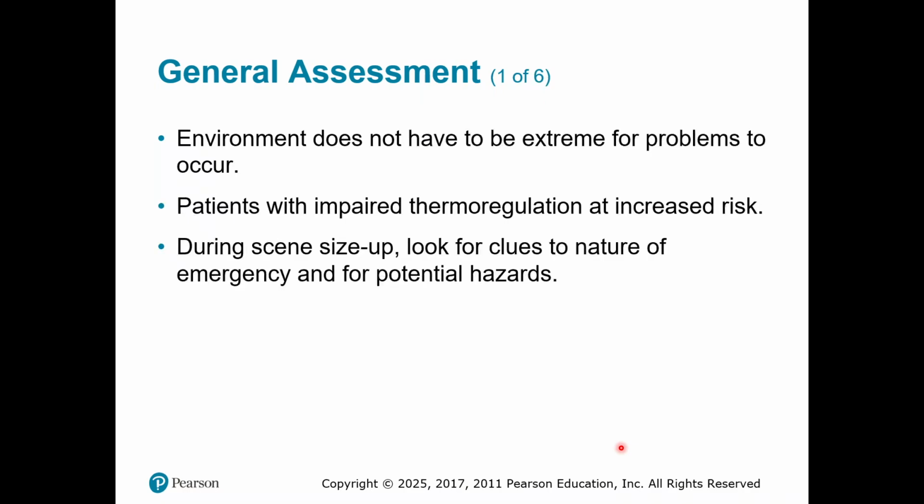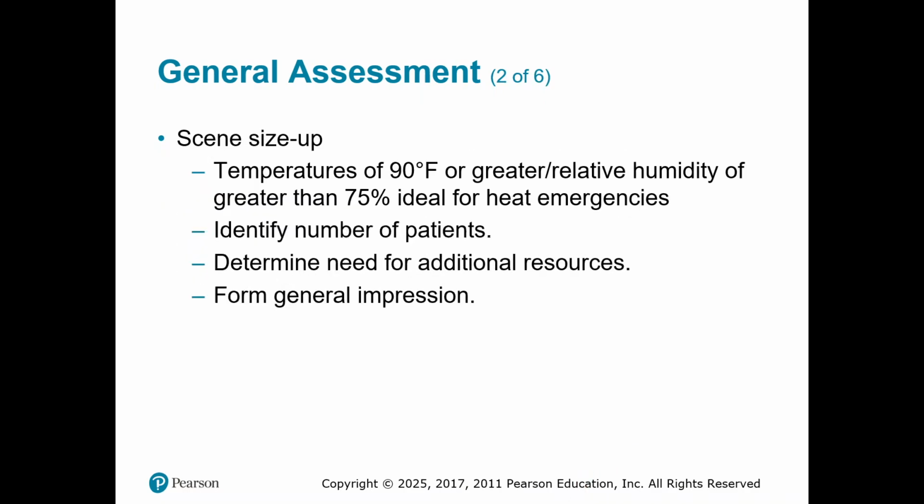During that scene size up, you want to look for clues to the nature of the emergency and for the potential hazards. Temperatures of 90 degrees Fahrenheit or greater and relative humidity of greater than 75% make an ideal situation for heat emergencies. A lot of times, it says identify number of patients, because let's say you're at a concert and it's summertime, lots of people can be affected by the temperature and by the humidity. You may need additional resources like additional ambulances, or you may need people to provide triage. You always want to form a general impression of your patient.